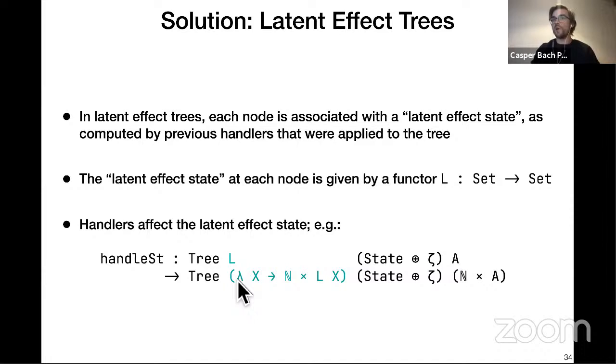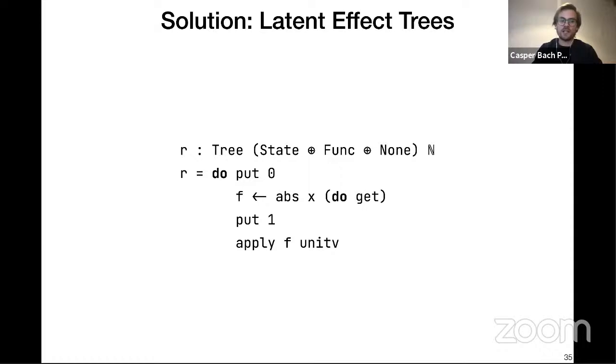So after applying handle state, in addition to the latent effects that were already in the tree, we also want to remember what was the natural number that the given node in the effect tree has seen. So what is the state of the natural number at each node in the tree? That is the idea. Now let's look at how this actually works in latent effect trees.